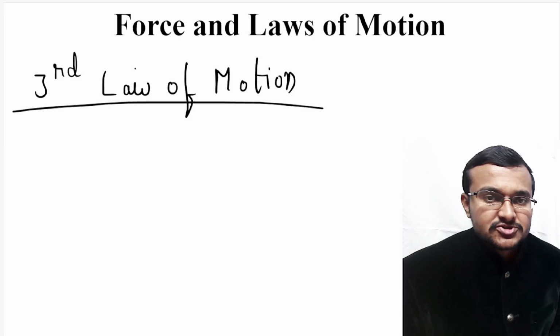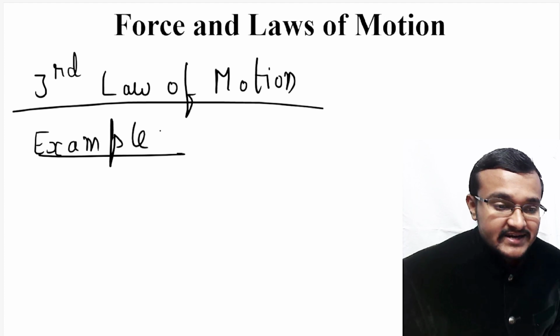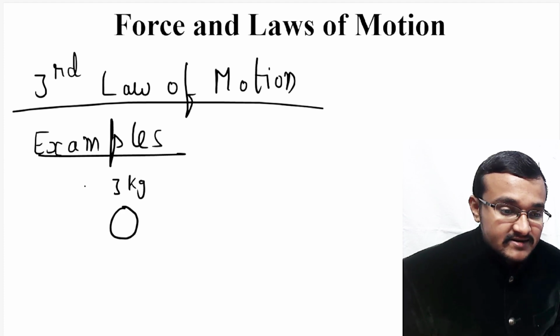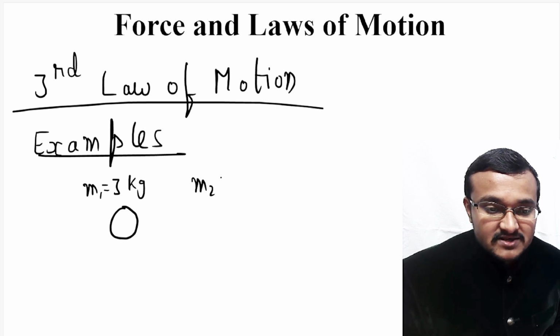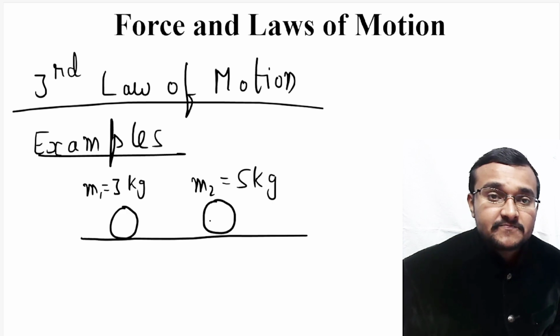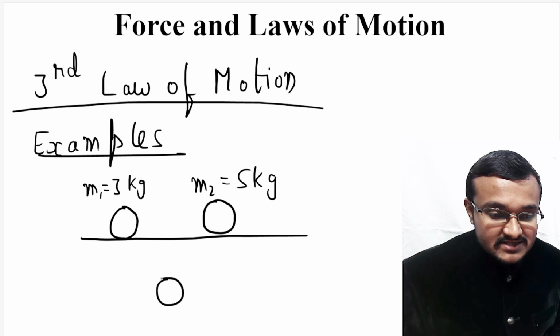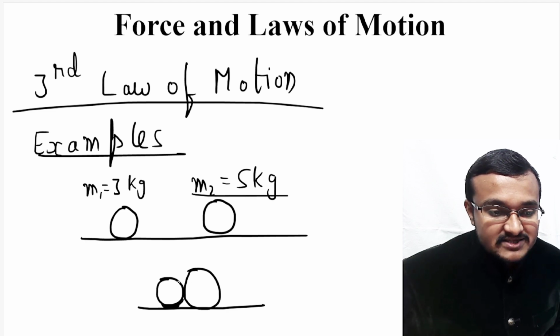So in this particular video, we'll go through the next concept which is there in this chapter, that is the third law of motion. Now, to understand third law of motion, we will consider an example. First, we will see two different examples. In the first example, I have a 3 kg object, and a second object which has mass 5 kg, lying on a road. Now, if this 3 kg object goes and applies force on the object with mass 5 kg, let us assume the force applied by the first object is 10 Newton.